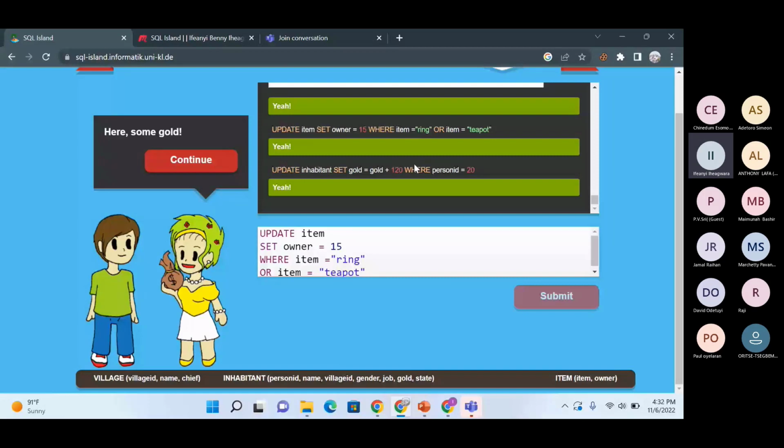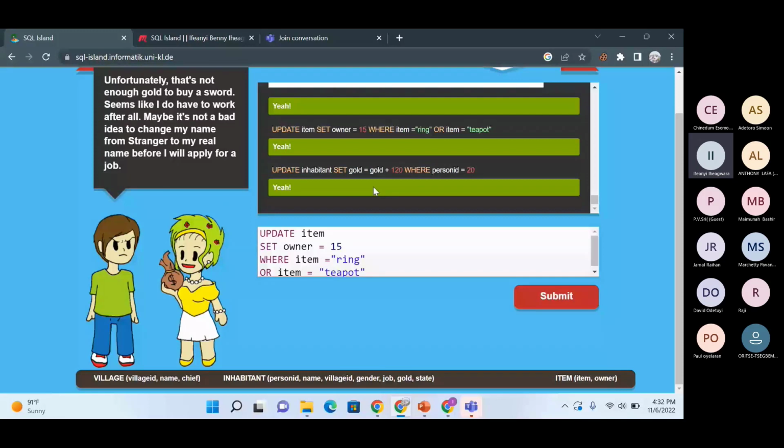But unfortunately, the 120 gold coins is not enough for us to buy a sword, which we want. So it's time for us to apply for a job. And to apply for a job, we need to change our name from Stranger to a different name.